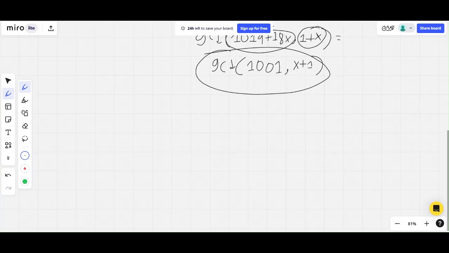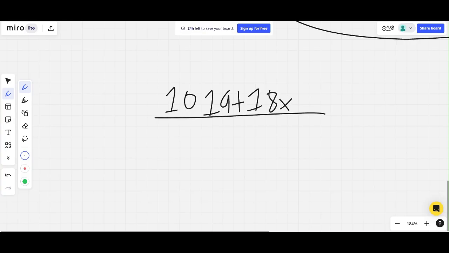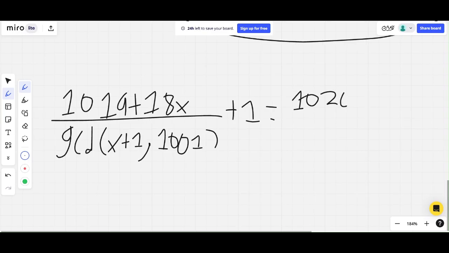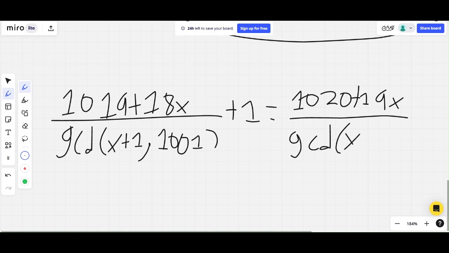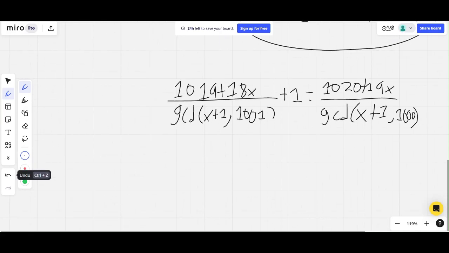And so now let's write our new equation. Our new equation is 1019 plus 18x over the GCD of x plus 1 and 1001. And then we add 1 to this, so this plus 1 equals 1020 plus 19x, and we divide that by the greatest common divisor of x plus 1 and 1001.